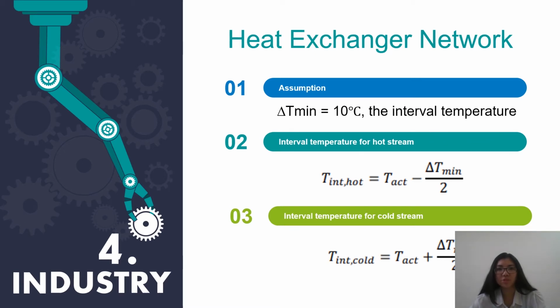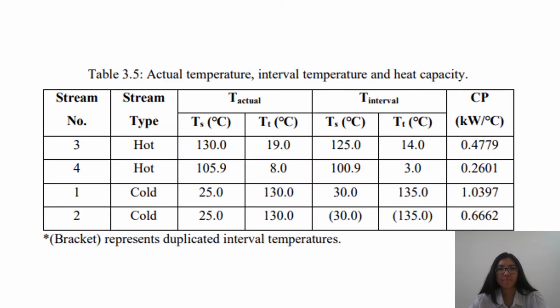So we will first assume that the T minimum is 10 degrees Celsius, and the interval temperature for both hot stream and cold stream can be calculated using the formula below. This table shows the calculated value of the interval temperature for each stream.